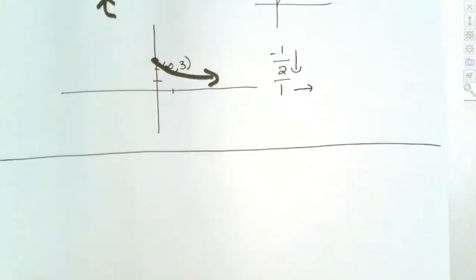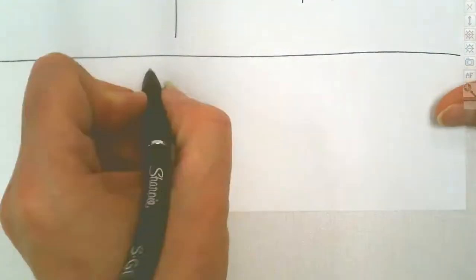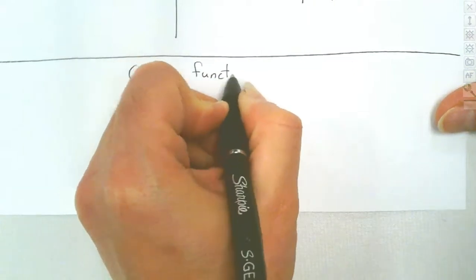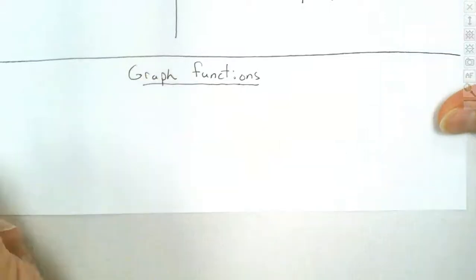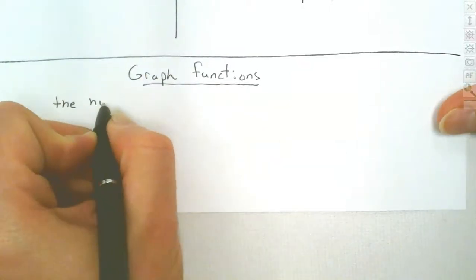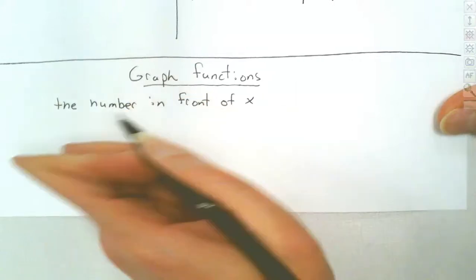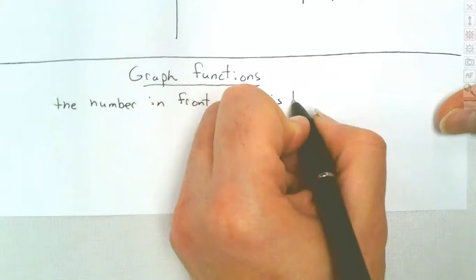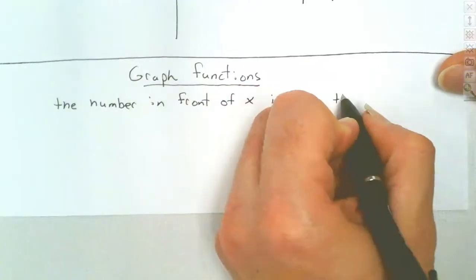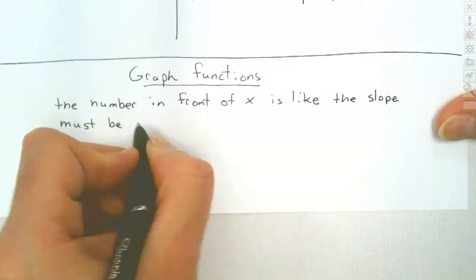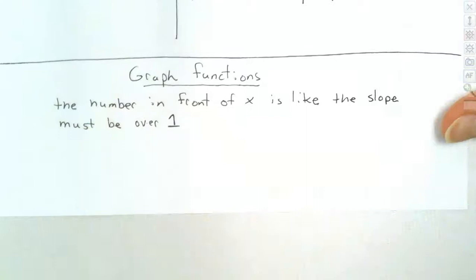So now let's review what we've covered. When we go to graph these functions, what have we learned so far? The number in front of the x is like the slope. It's not the slope, but it's like the slope. And it must be over 1. So numbers in front of that x are going to behave like the slope, and must be over 1.